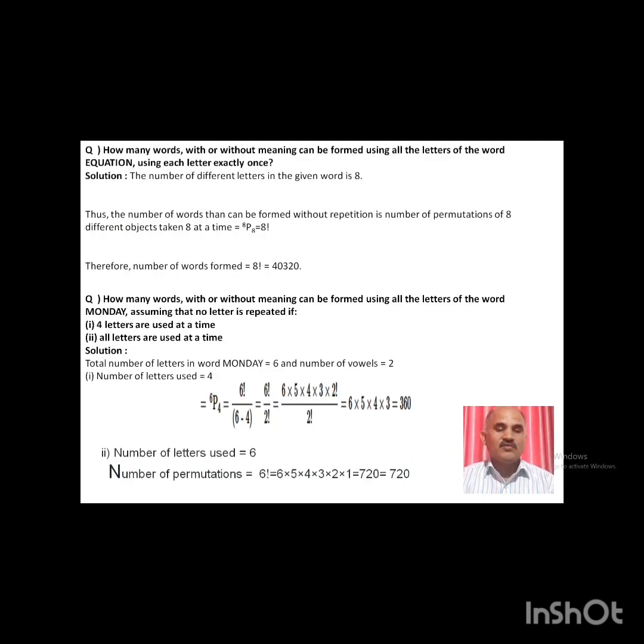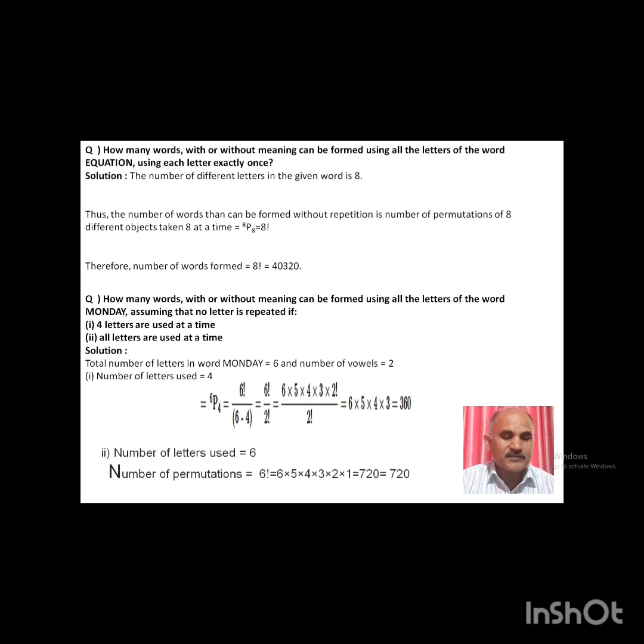Next question: how many words, with or without meaning, can be formed using all the letters of the word EQUATION? How many letters are there? 1, 2, 3, 4, 5, 6, 7, 8. The total number of letters is 8, and we have to select all, so you write it as 8P8, which is equal to 8 factorial. 8 factorial means 8 multiply 7 multiply 6 multiply 5 multiply 4 multiply 3 multiply 2, that is equal to 40320.